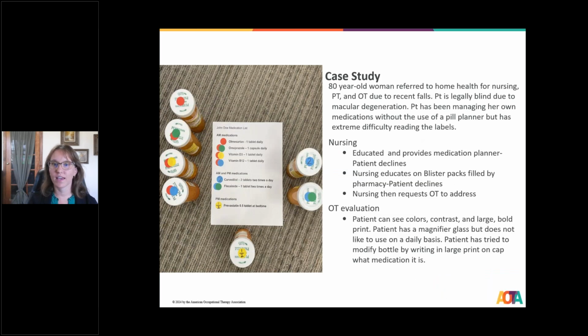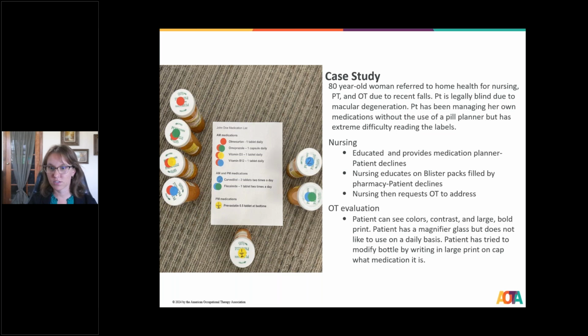I did throw this quick case study in because it was one of the first times that nursing finally recognized what my benefit was. We had an 80-year-old woman referred to home health for nursing, PT and OT due to falls, but she was also legally blind due to macular degeneration. She was adamant she was going to keep managing her own medication and did not want the use of a med planner, but had extreme difficulty reading the labels. Nursing went in and educated on the med planner, and the patient declined.